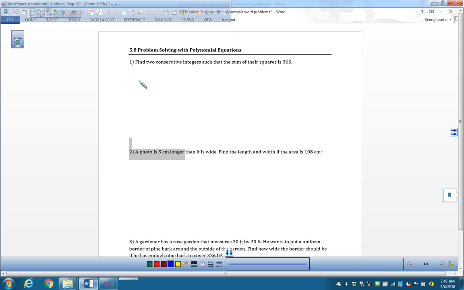So what you do is you let x equal the first integer. Okay? Let x equal the first integer. What does consecutive mean? Can you tell me three consecutive integers, Ian? No? How about 1, 2, 3? How about 7, 8, 9? Right, 7, 8, 9.